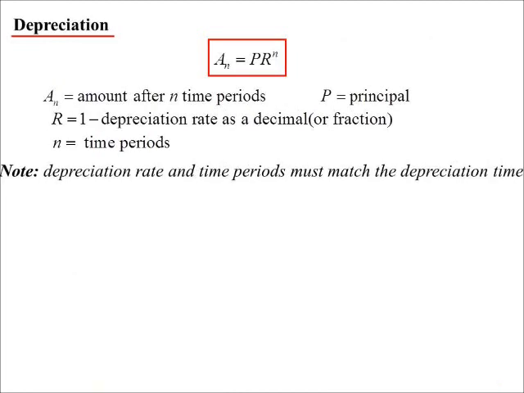Depreciation, whilst we're talking about these formulas, well, it is exactly the same formula. But now depreciation is when it goes down. And again, this works out the final amount, this formula, not just the amount that's lost. So we take that into account with the R. This time the R will be the original amount, but minus, because it's depreciating, minus the depreciation rate. But exactly the same formula.